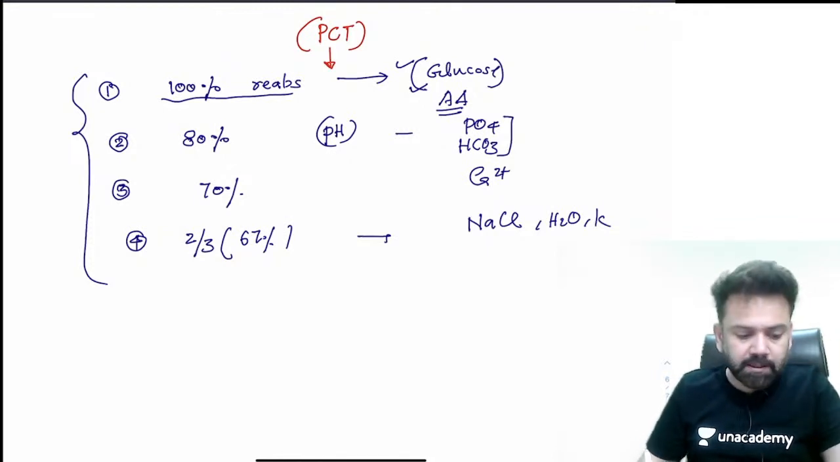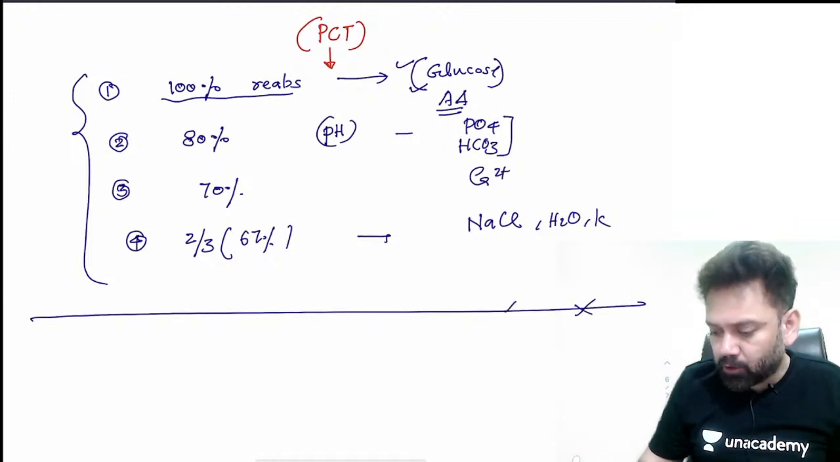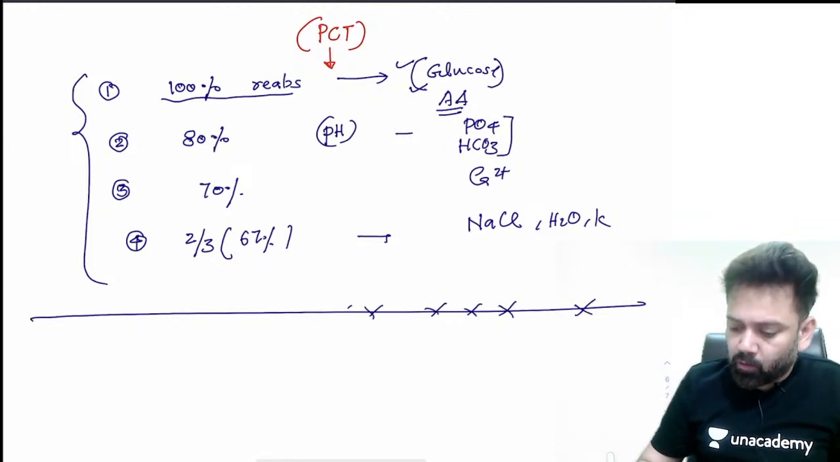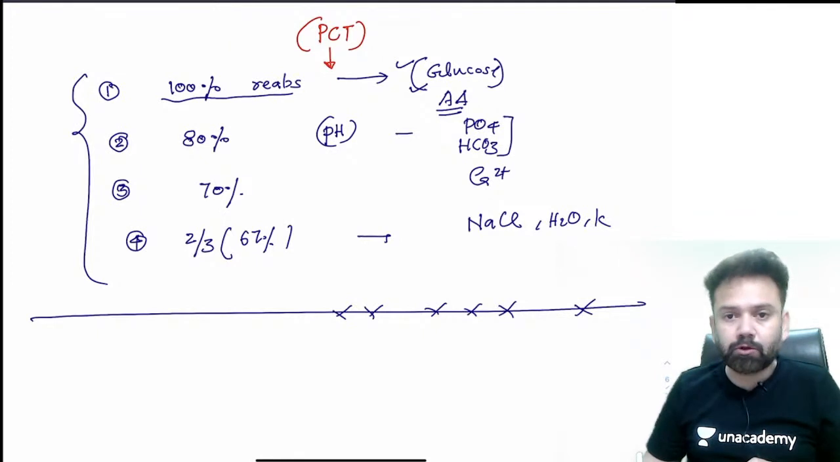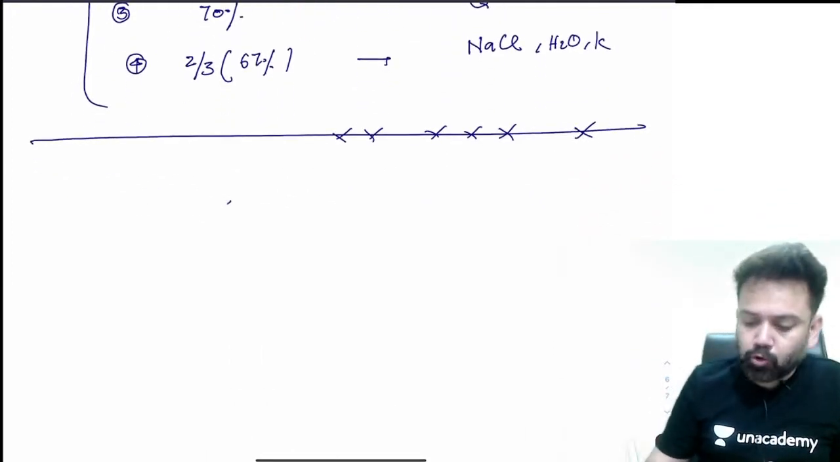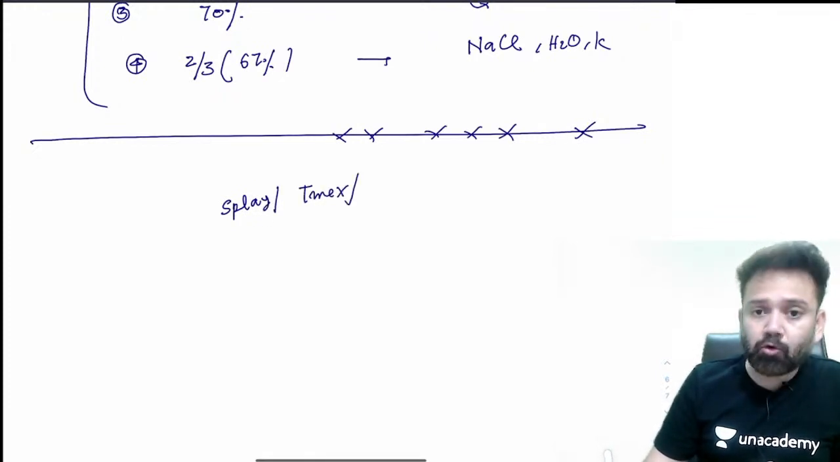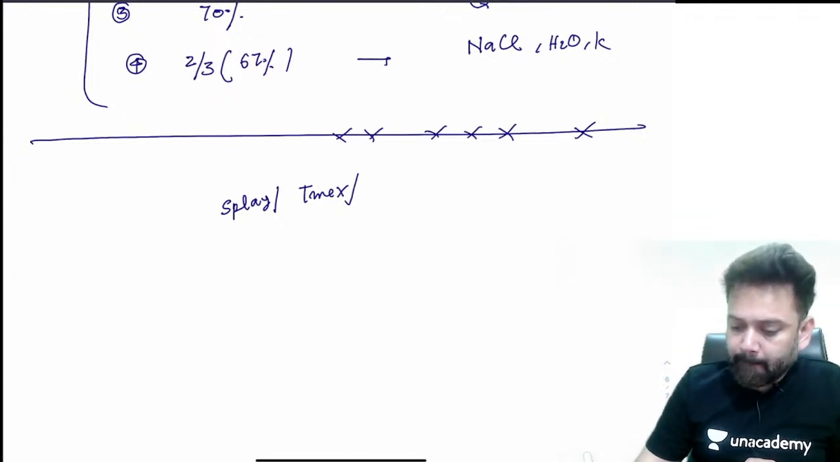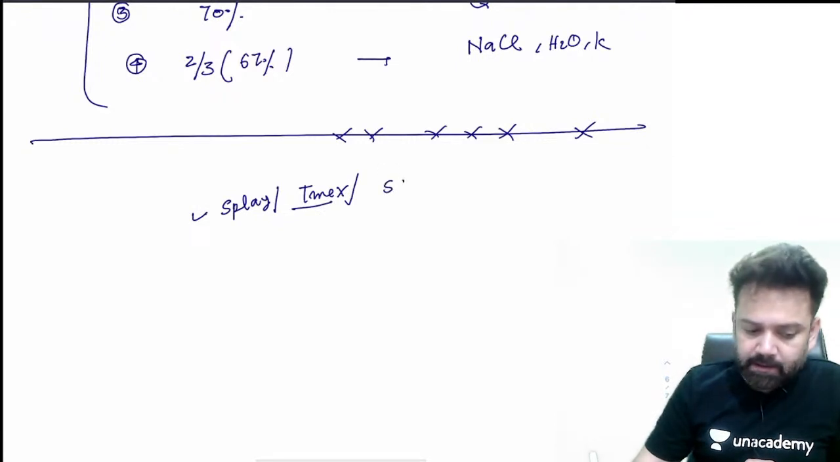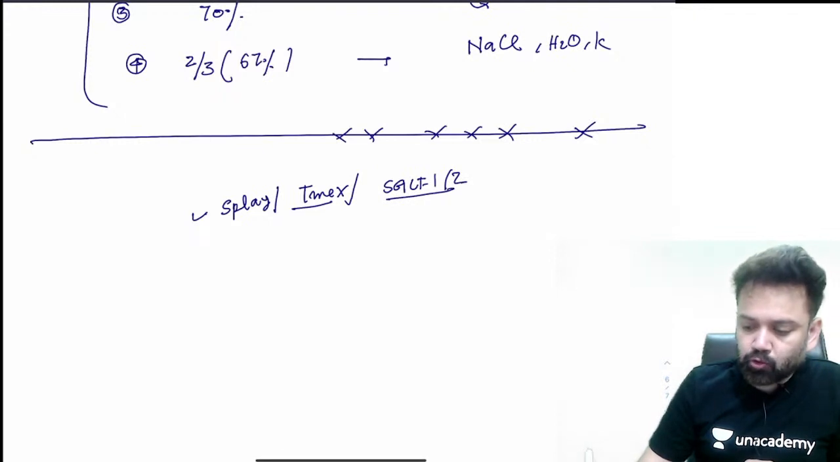I want to put a full stop here, but I want to give you homework so that tomorrow we can start from there. I want you to study about splay. What is splay? What is Tmax? These are your homework for tomorrow. Then what is the difference between SGLT1 and SGLT2? Then what is the threshold of glucose in the kidney? Renal threshold of glucose.